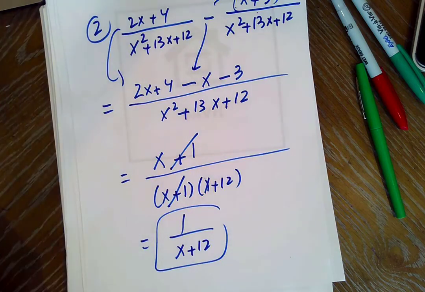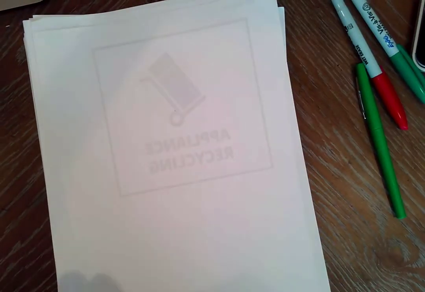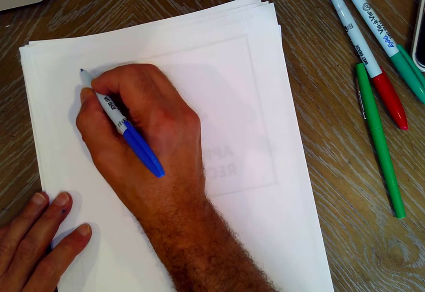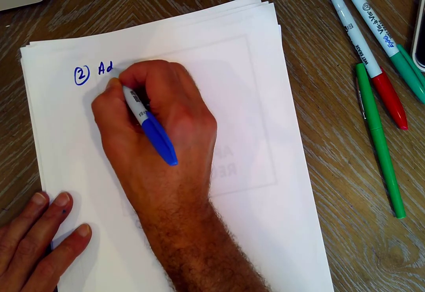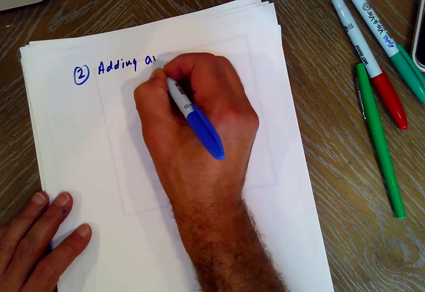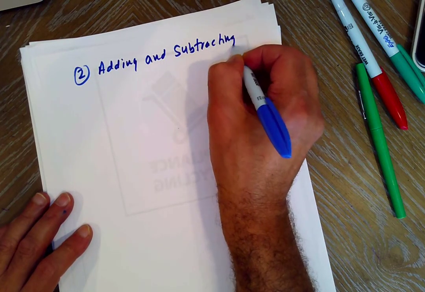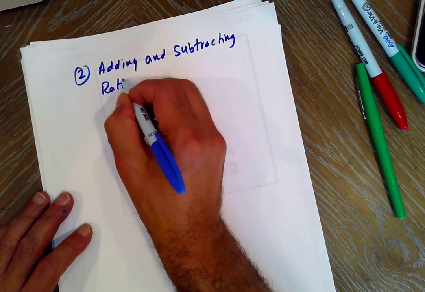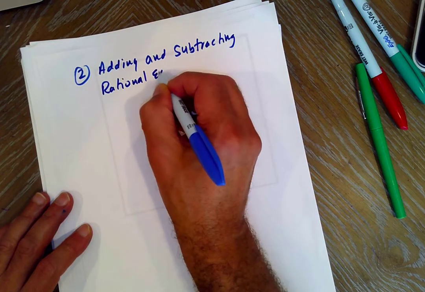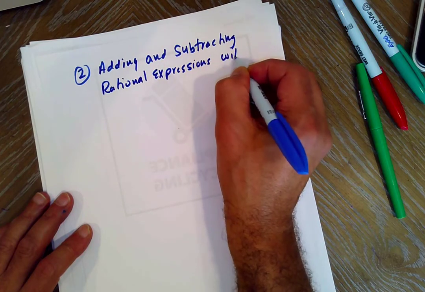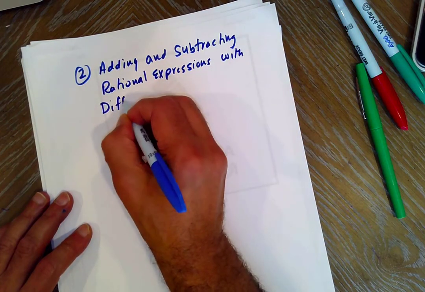Now, what if the denominators are not the same? Okay. And I have a handout for that. I don't want to write down all these steps, okay? So, adding and subtracting rational expressions with different denominators.